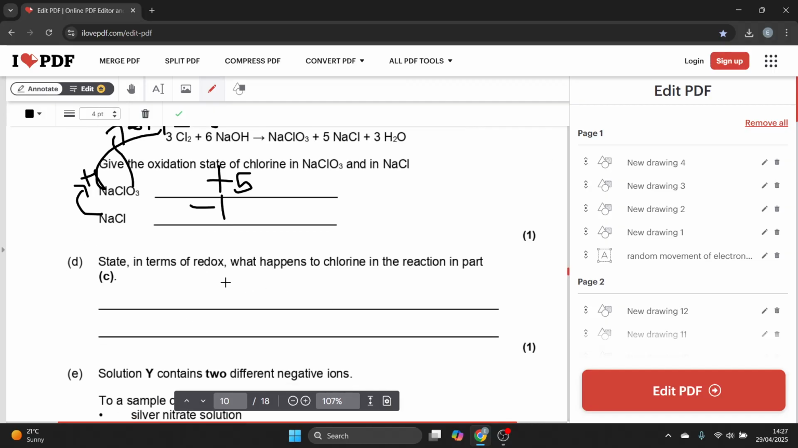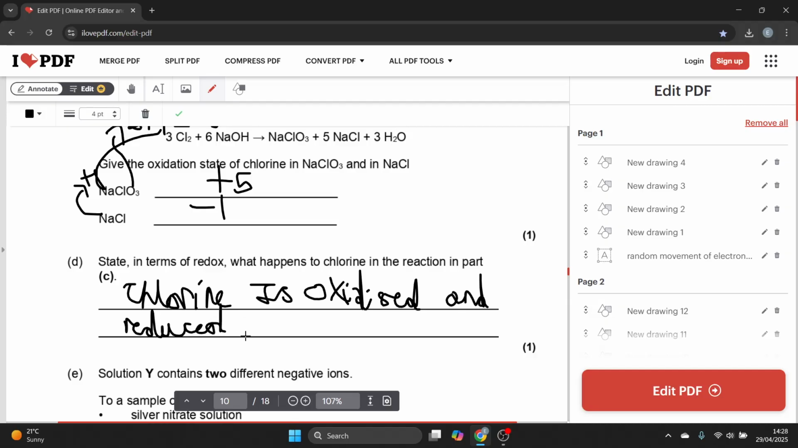So in terms of redox, what happens to chlorine in reaction part C? Chlorine is oxidized and reduced. And can you guys remember what that's called? Disproportionation reaction. It's important to familiarize yourself with that. So in the exam it says this is an example of a disproportionation reaction. Why? Well, because something's oxidized and reduced. But if you don't know what disproportionation means, you're not going to be able to access the question.